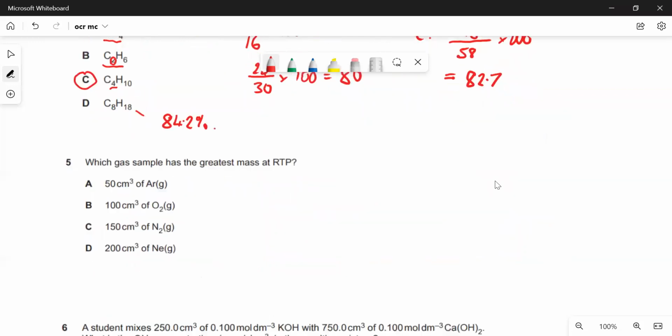Right, now there's a bit of a quick way of doing this, isn't it? Right, which sample has the greatest mass at RTP? Well, what is the volume of 1 mole at RTP? It's 24,000 centimeters cubed, isn't it?